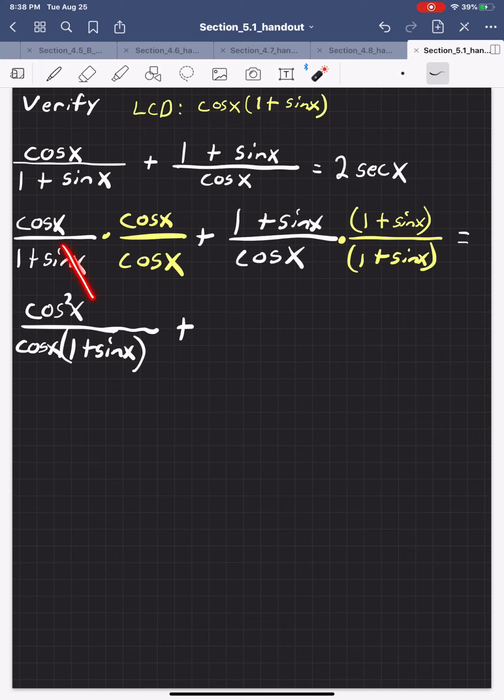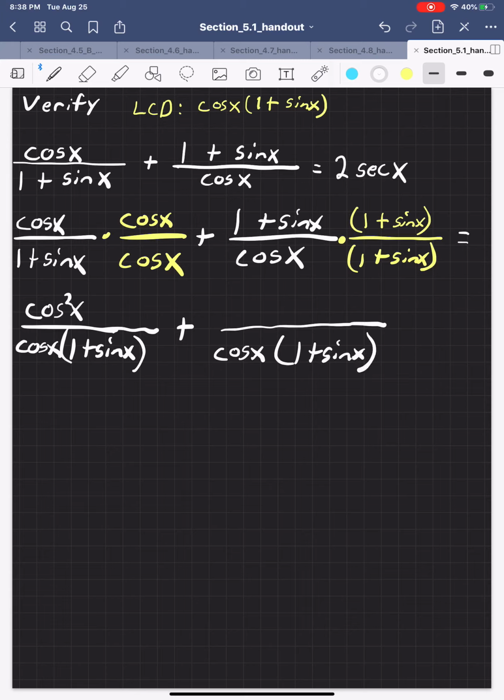Okay, so we're done with the first fraction. Let's go ahead and move to the second fraction. So I'm going to start with the denominator, because the denominator we know is just going to be cosine of x times 1 plus sine of x. All right, so done with the denominator.